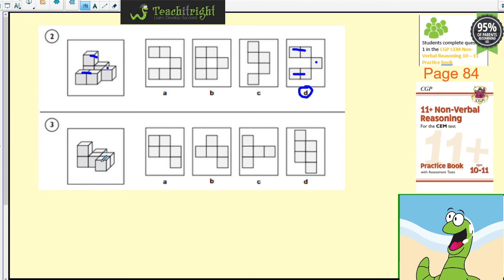This one here, I've got my classic little Harry Potter zigzag with a 1 on the side. So I'm looking now, can I find my Harry Potter zigzag? There it is. There's a zigzag with a 1 on the side. So making B my answer.